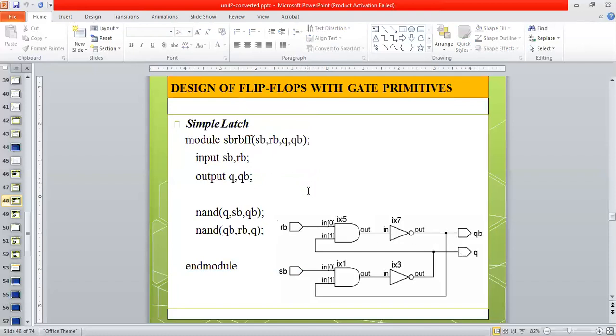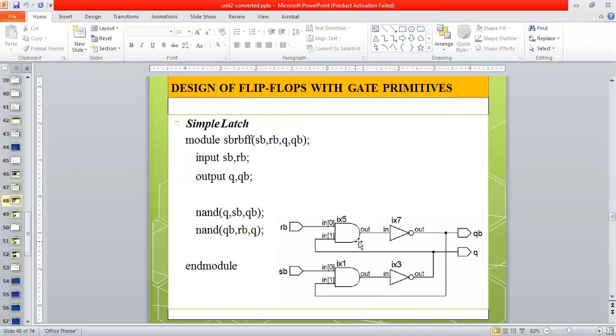Okay, friends, here I would like to develop the implementation of this SR latch by using Verilog HDL. What are the inputs here? SB and RB are the inputs for this circuit. What are the outputs here? Q and QB are the outputs for this circuit. Here, how many gates does it have? It has an AND gate, a NOT gate, an AND gate, a NOT gate.